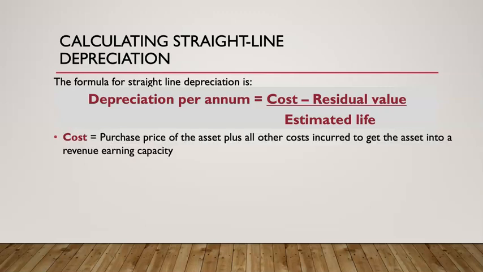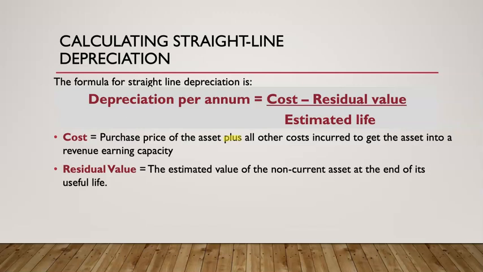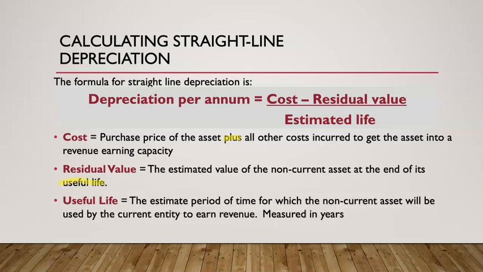The cost is what we calculated previously, the purchase price of the asset plus all of the other costs incurred to get the asset into earning revenue. So that is why cost was the first part of this lecture. Residual value is the estimated value of the non-current asset at the end of its life. How much is the asset going to be able to be sold for? What is its value at the end of its life? And then useful life is the estimated period of time that the non-current asset will be able to earn revenue in our business. And we measure this in years.